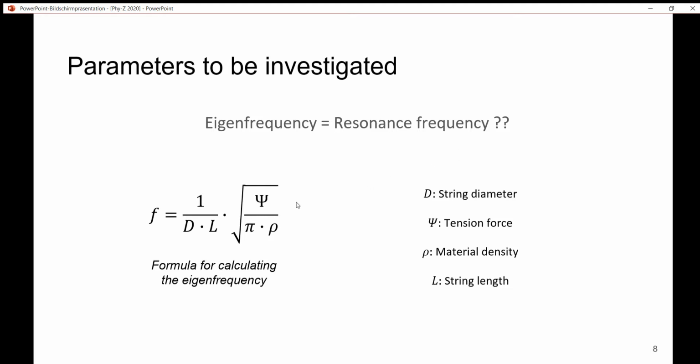So we can use the formula for calculating the eigenfrequency. In this formula there are certain parameters. One, the string diameter and material density. Those are string specific, and we can only change them by changing the string. Then we have tension force and string length. Those are parameters we can change by changing our experimental setup.